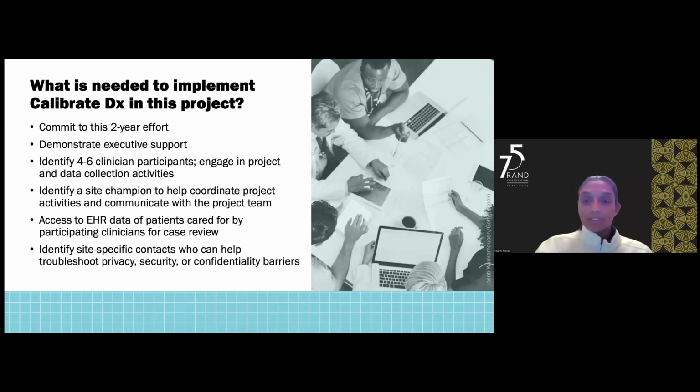And it will be helpful to identify site-specific contacts who might be able to help with any concerns around privacy, security, or confidentiality, to work with the relevant colleagues on our team.